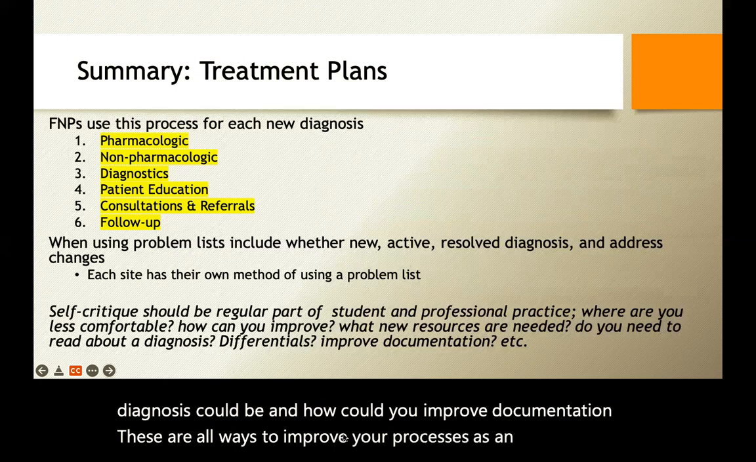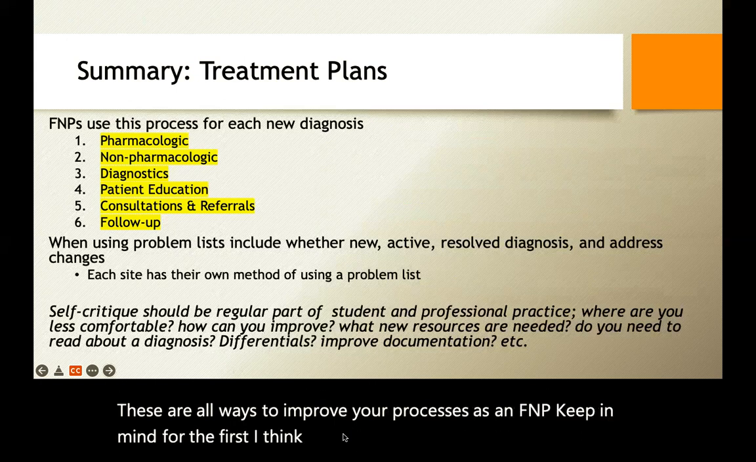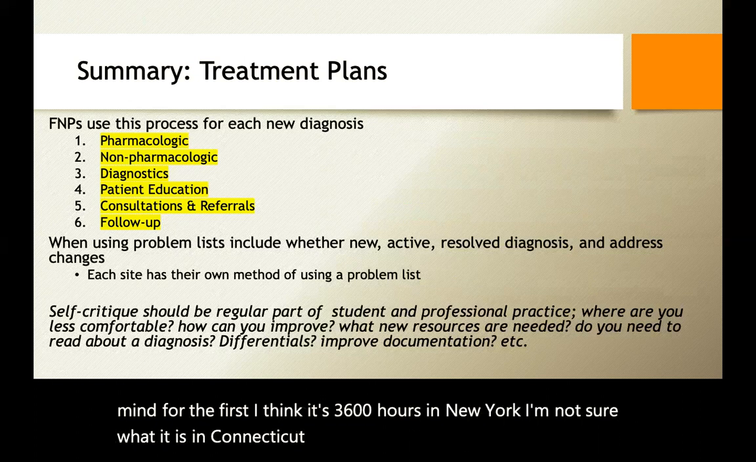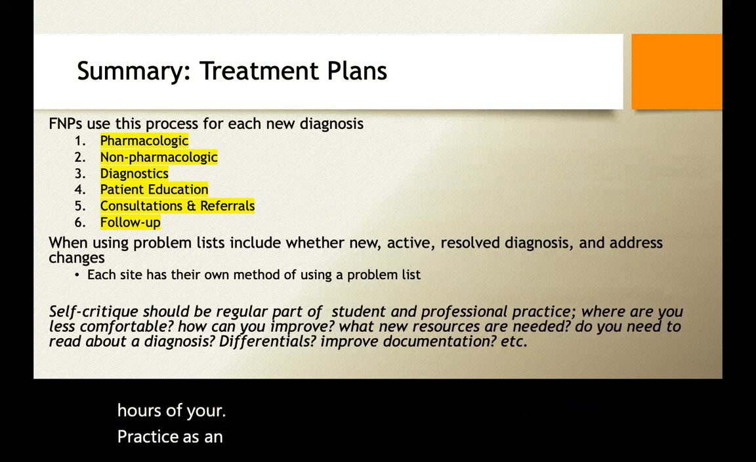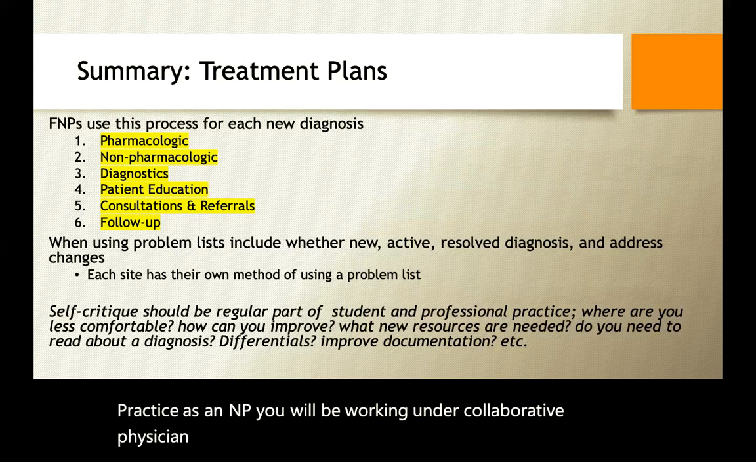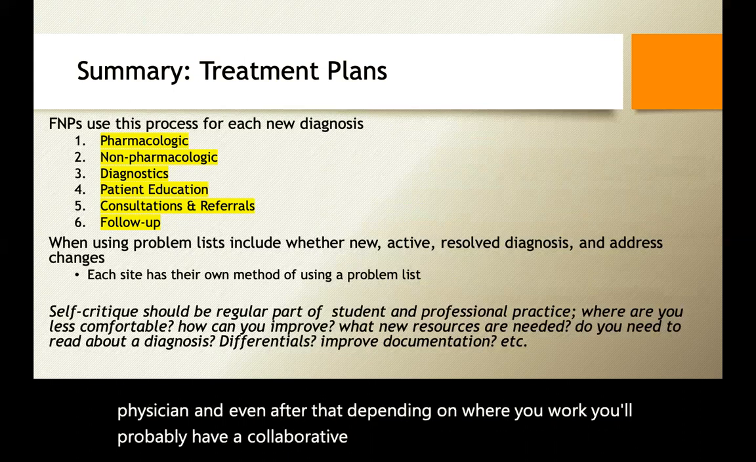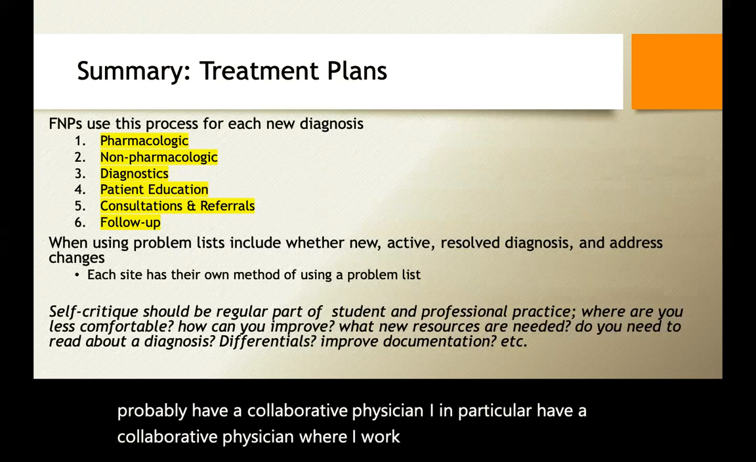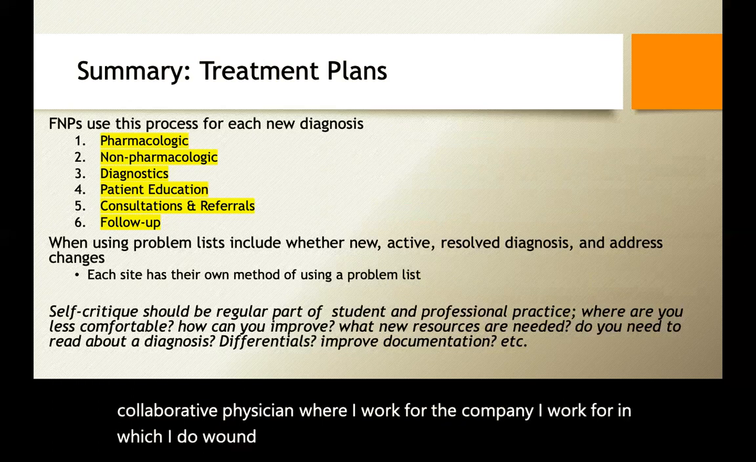Keep in mind, for the first, I think it's 3,600 hours in New York. I'm not sure what it is in Connecticut, but for the first 3,600 hours of your practice as an NP, you will be working under a collaborative physician. And even after that, depending on where you work, you'll probably have a collaborative physician. I, in particular, have a collaborative physician where I work for the company I work for, in which I do wound consultations in different facilities.